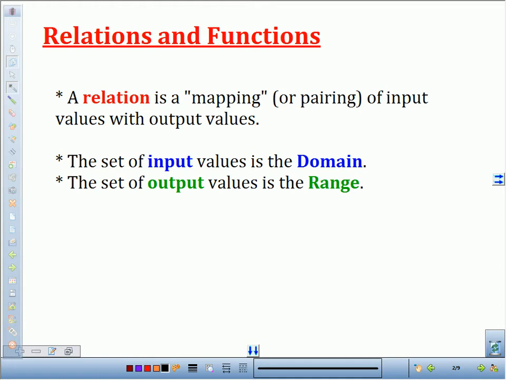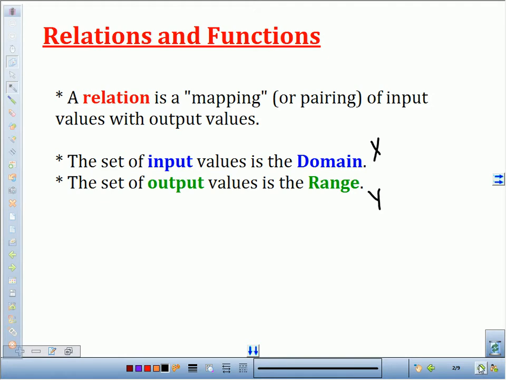Now, the number that you put into the relation, the input, all of the inputs make up the domain. We've heard that word before, domain. The output that you get out of the relation is the range. We've also heard that word. Now, you might know the word domain because we use it when we're talking about X. And you might know the word range because we use it when we're talking about Y. And it shows up that way in relations and in functions.